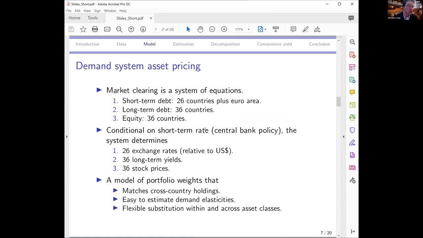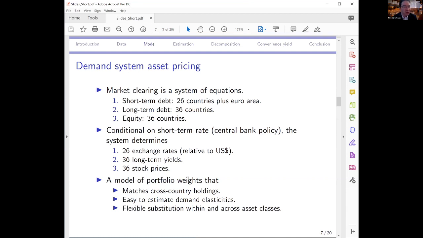If you condition on the short-term rate that's determined by central bank policy, then the system of equations uniquely pins down 26 bilateral exchange rates relative to the US dollar, 36 long-term yields, and 36 equity prices. Because there's exchange rates, long-term yields, and equity prices, there's more asset prices than there are equations unless you condition on this vector of short-term rates. Then that allows us to uniquely pin down exchange rates, long yields, and equity prices.